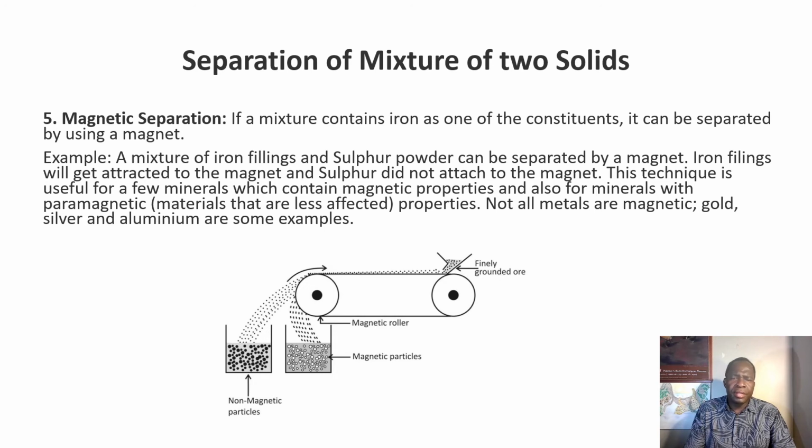The last one is what we call magnetic separation. You can use a magnet to attract or pick the iron bar or the piece of iron out of the mixture, because you know a magnet will attract the iron. So it is easy to use a magnet to do this kind of separation.